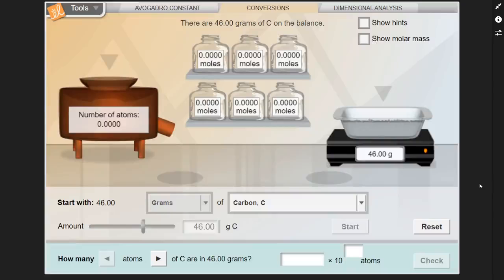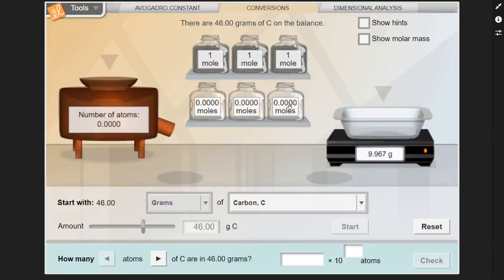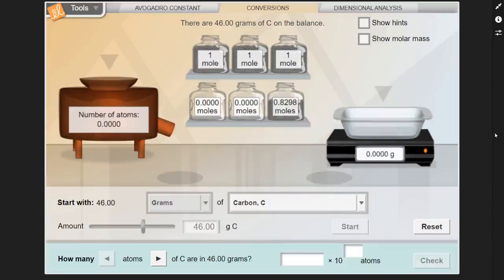So now the gizmo asks us to fill these jars to see how many moles there are. There's 1 jar filled, 2 filled jars, 3 filled jars. So the gizmo seems to agree with our answer. 3.83 moles were in that 46 grams of carbon.